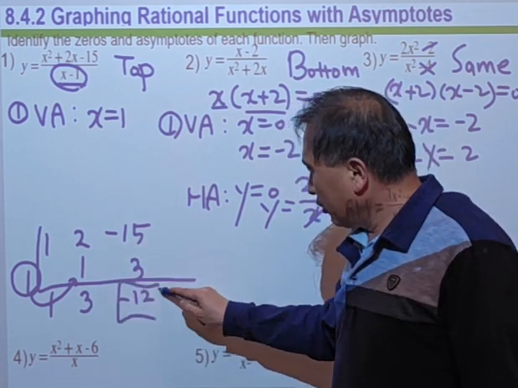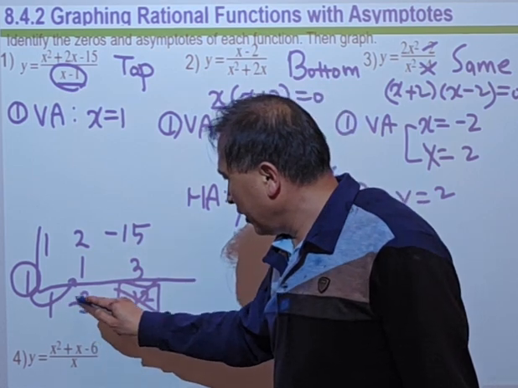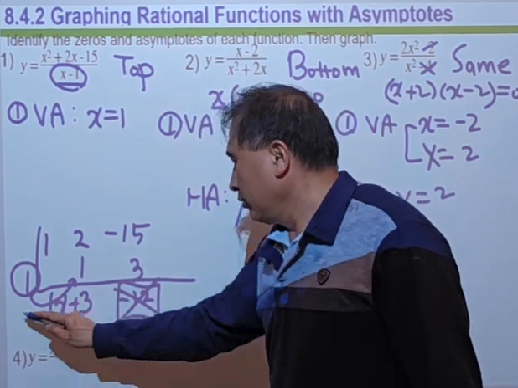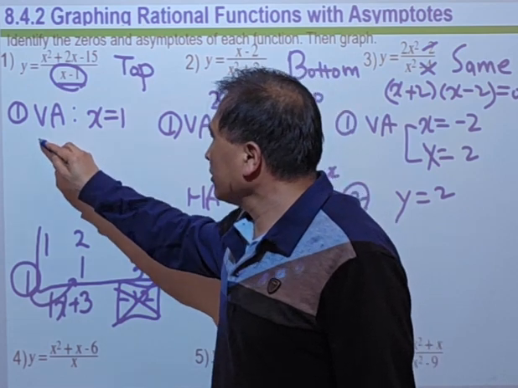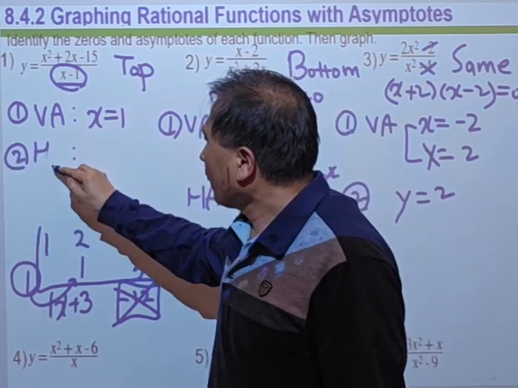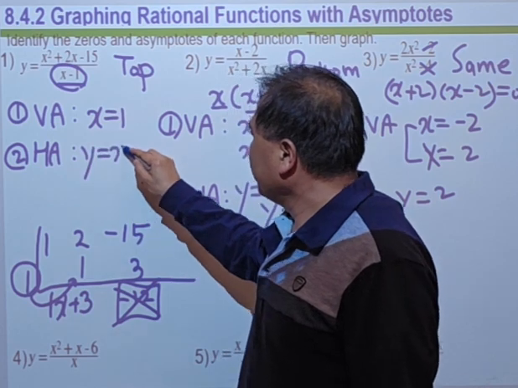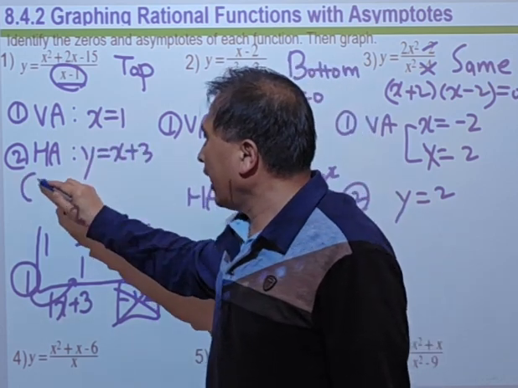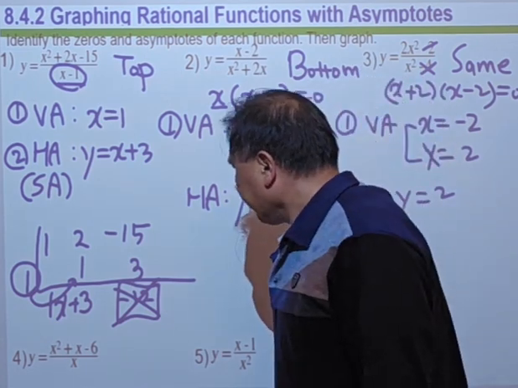This is called the remainder, and we don't need it. Only these constants matter, and this means first degree, so x plus 3. So the asymptote is y equals x plus 3. This one we actually call a slant asymptote. I'm going to explain soon why. Okay.